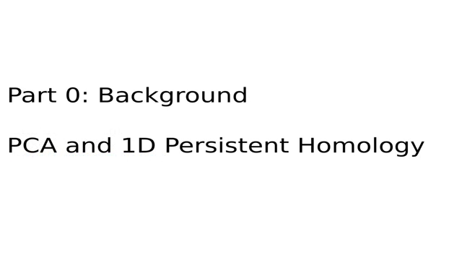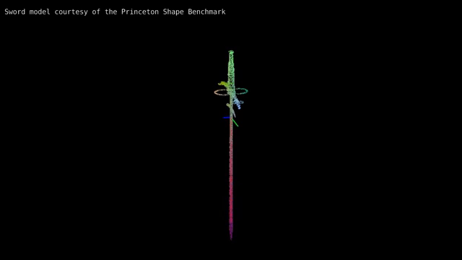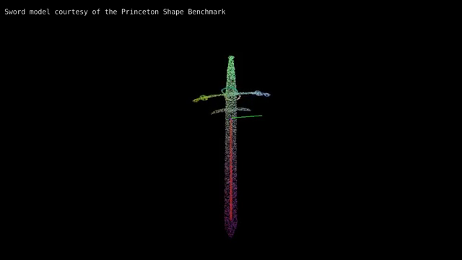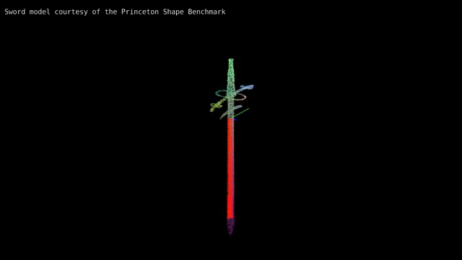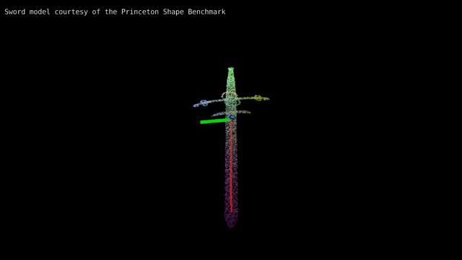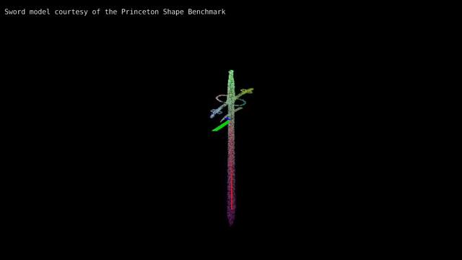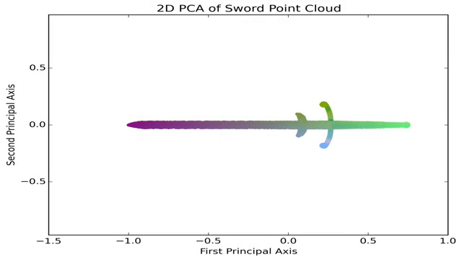We now briefly review two prerequisites for understanding this work. First, we look at principal component analysis, or PCA for short. PCA finds an orthogonal set of directions in the data space so that the first direction is the maximum direction of variance in the point cloud. The second direction is the maximum direction of variance after projecting away the first direction, and so on. Often, PCA is used for dimension reduction for denoising or visualization purposes by projecting the point cloud onto the subspace spanned by the first few components.